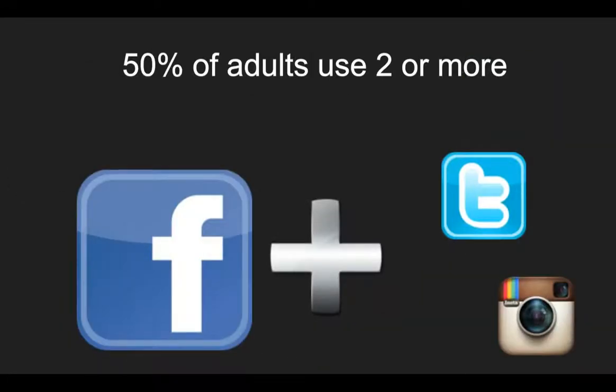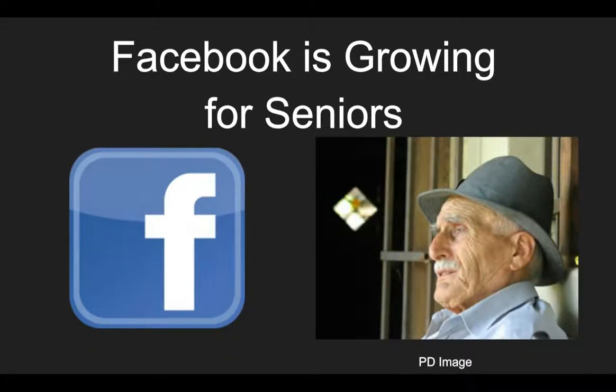50% of adults use at least two forms of social media at this point in time. Most of them use Facebook and either Twitter or Instagram, although it's very demographic specific. If you're targeting a particular audience, you want to figure out what they use, not just choose one generally.